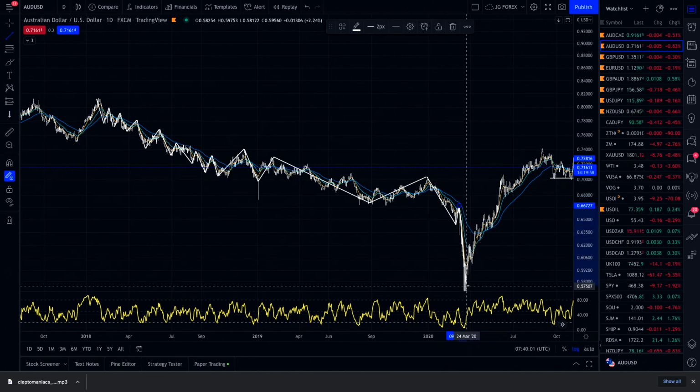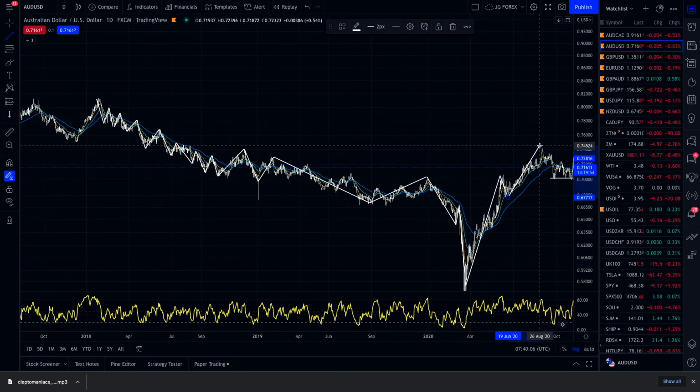And then we get the violation here, and then we get a higher low, and then we get a new structure high, and then we get a higher low, and so on, right? And at that point, we're in a rotation.